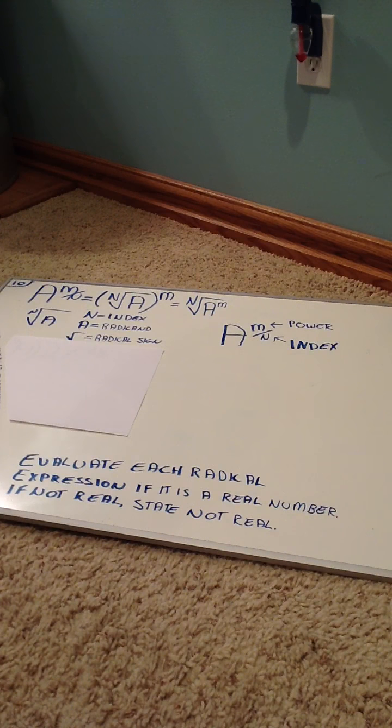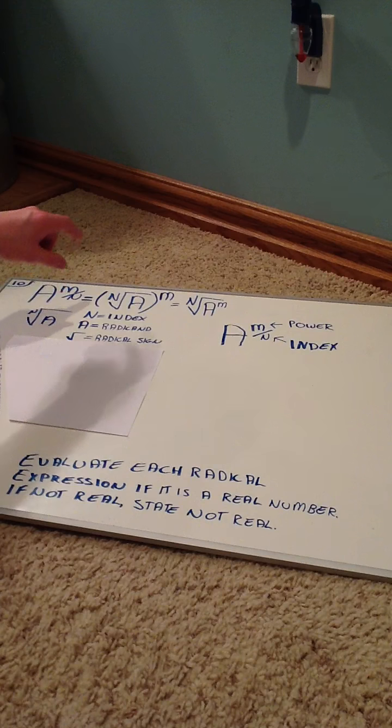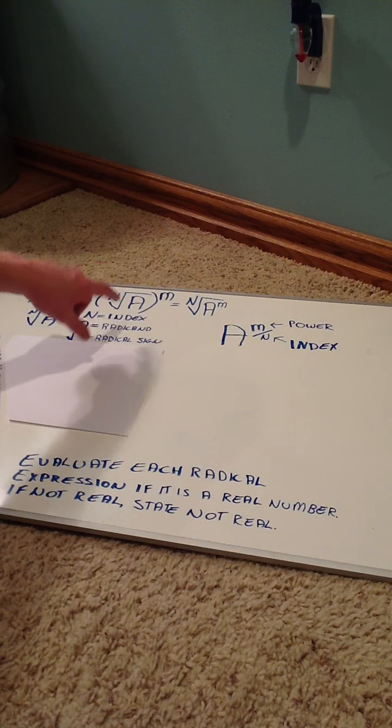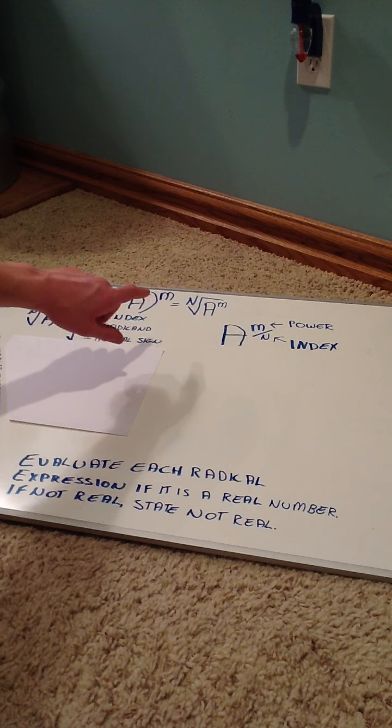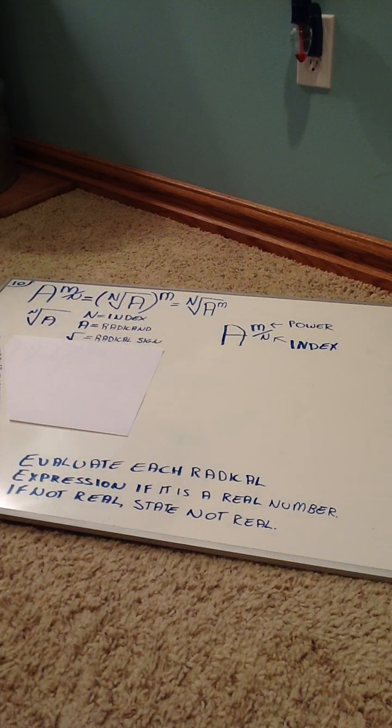So before we start solving anything, we have to go over what a few terms mean. Up at the top, I have a to the m over n, which equals the nth root of a to the mth power, which equals the nth root of a to the m. Now you're wondering, what the heck are a's and m's and n's? What does that have to do with math? Well, let's break it down farther.